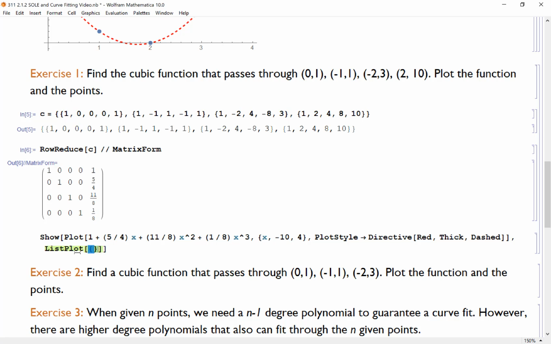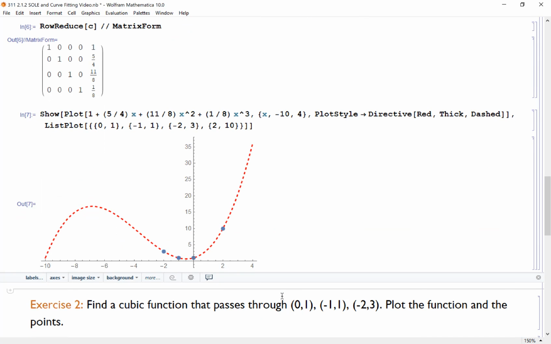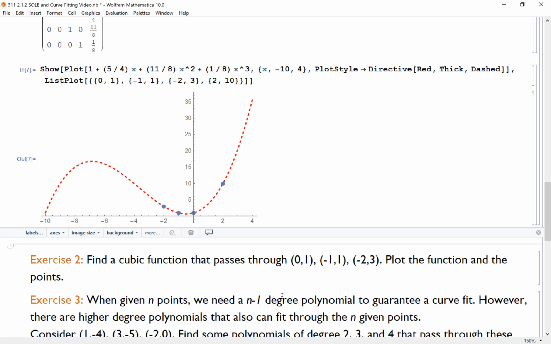Now on my list plot, I could have defined the list plot separately and called it a variable. I didn't, and that's okay. I just need to be careful to list out my points. I had 0, 1, negative 1, 1, negative 2, 3, and 2, 10. And there we have it. There we have my cubic function passing through the 4 points that we clarified.